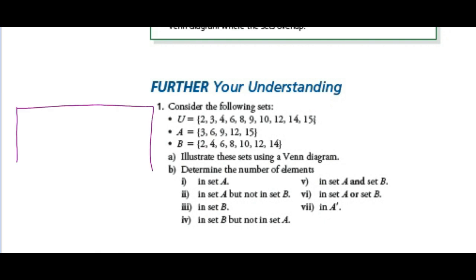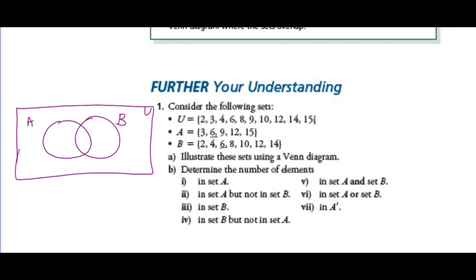Okay, so draw a box. 2 circles that overlap. This is A, this is B, this is U. Okay, where do we start? What's the first number that I'm going to write, and where am I going to write it? Well, in a sense, it doesn't really matter, but let's go with the overlap. So what numbers are in the overlap, in both A and B? 6 and 12.